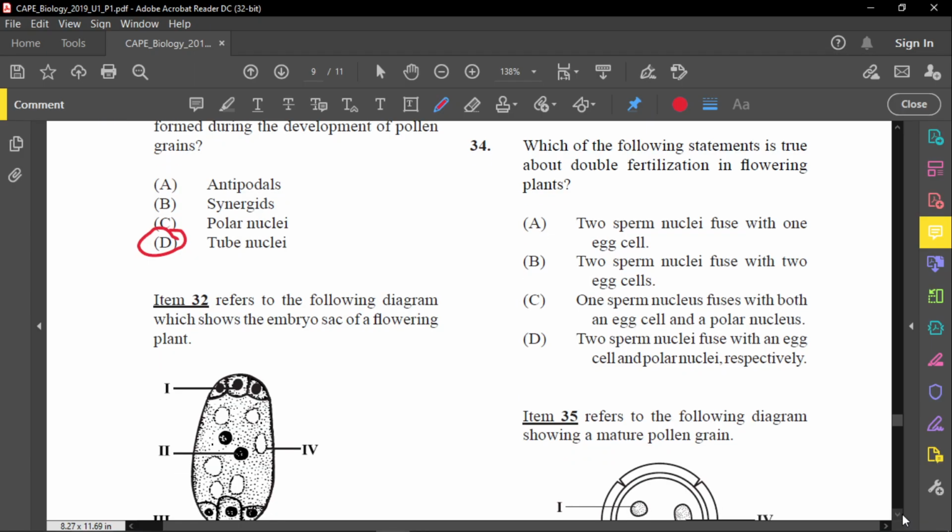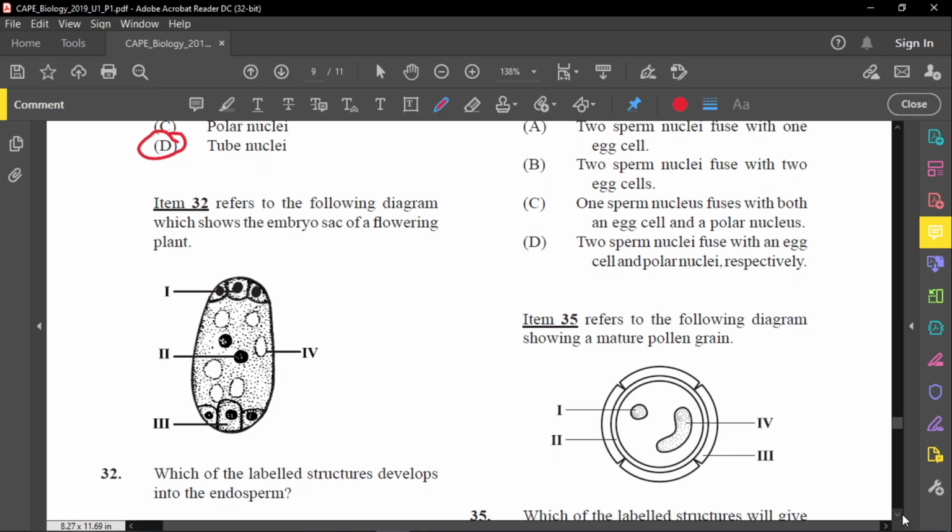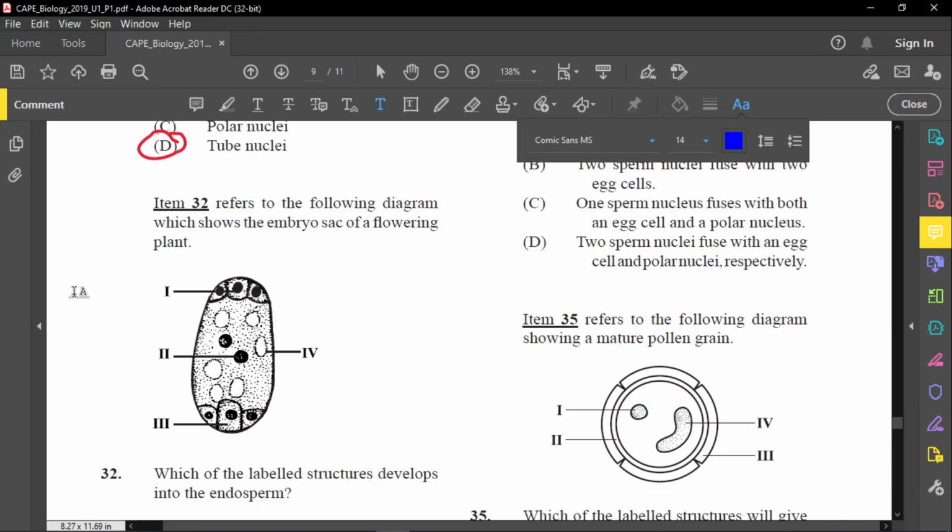Now, item 33 refers to the following diagram, which shows the embryo sac of a flowering plant. I might as well label these. These structures are the same structures that I talked about up top there, so I must point out where they are. This will be the antipodal right here. That's the antipodal right there. And structure 2 will be our polar nuclei, or our polar bodies. The polar nuclei right here.